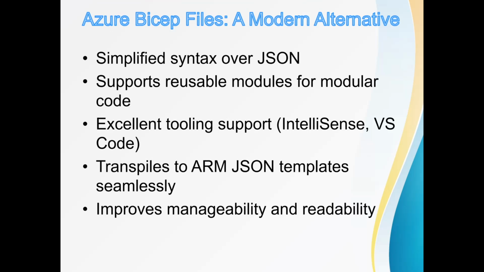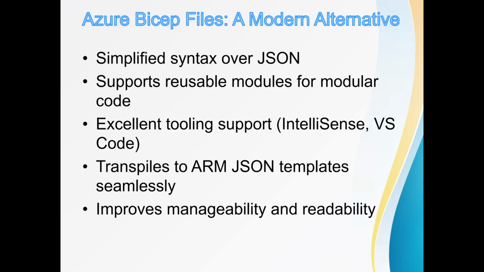Azure Bicep files. These are for people who do not like JSON, or who find it difficult to work with JSON. They can use Azure Bicep files, which have simplified syntax over JSON files. Okay, and it supports reusable modules for modular code. So Azure Bicep files will have some reusable modules, which will allow for modular code.